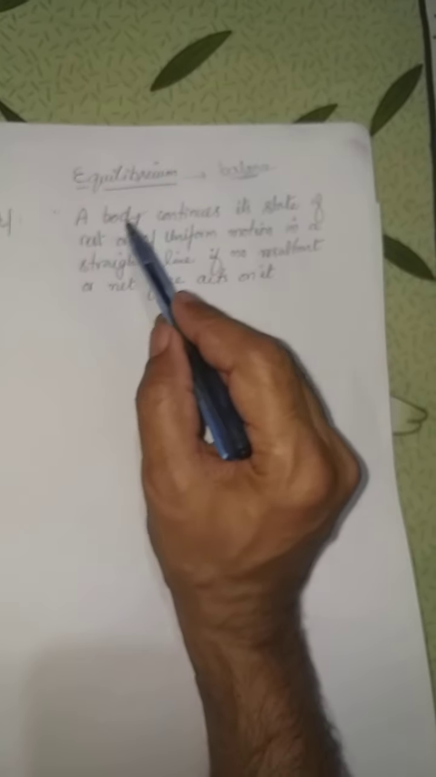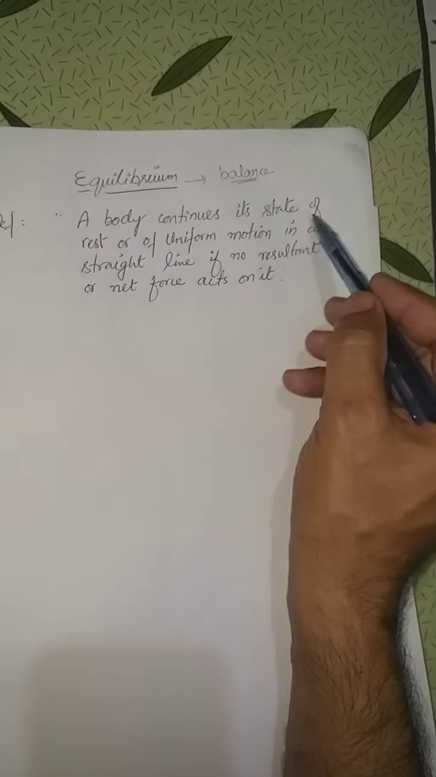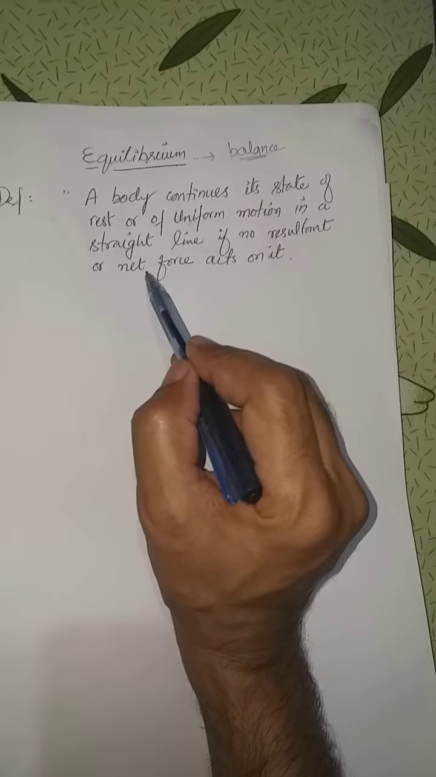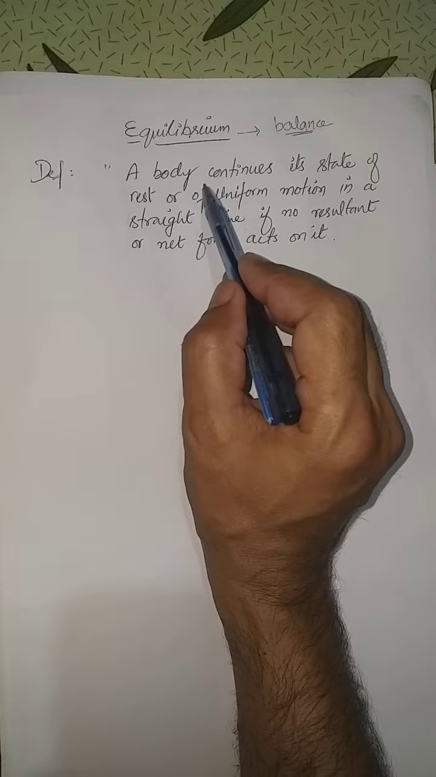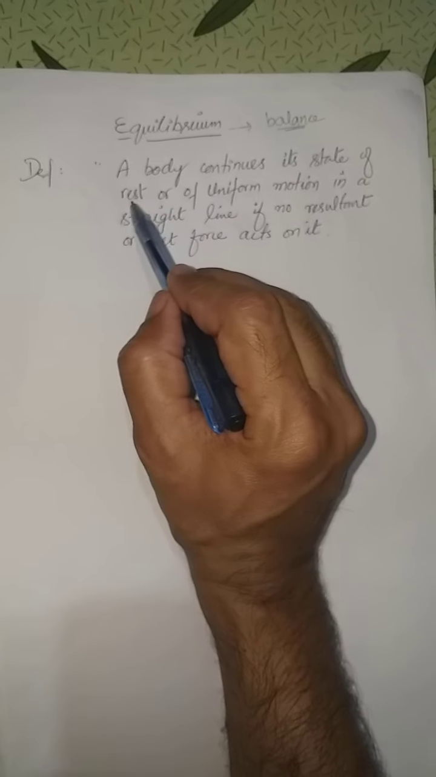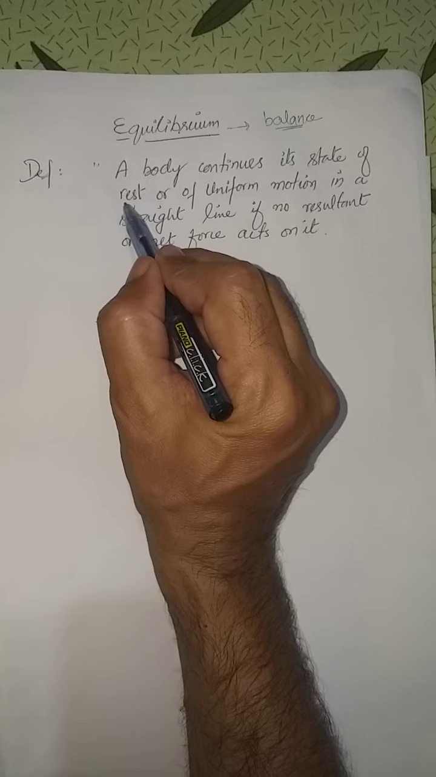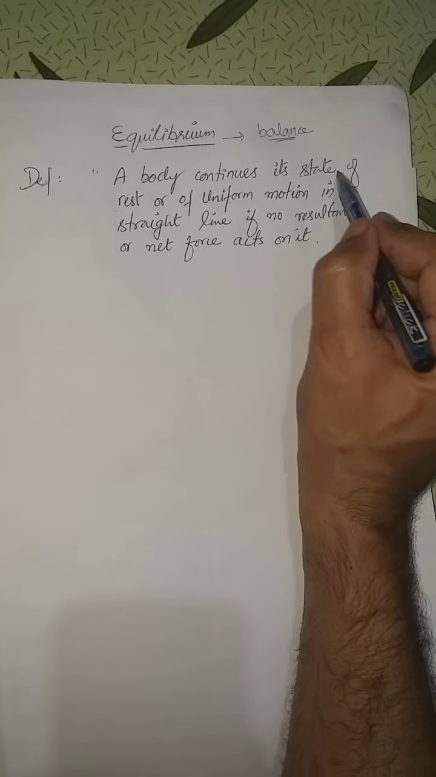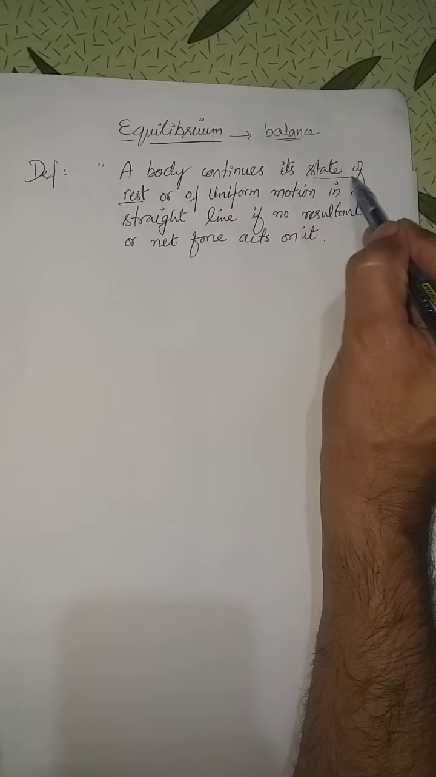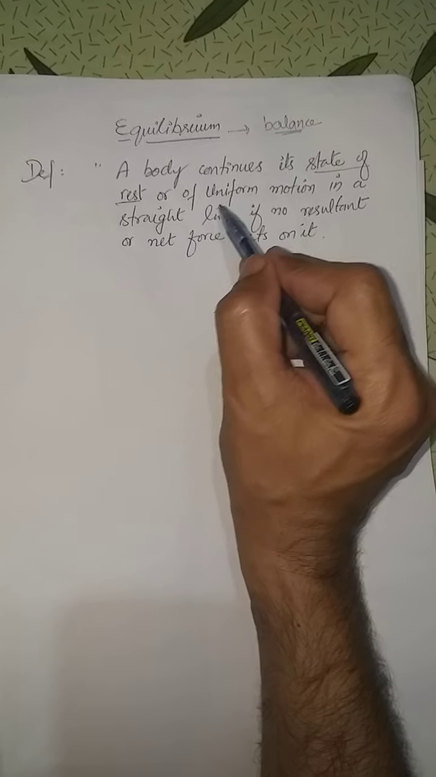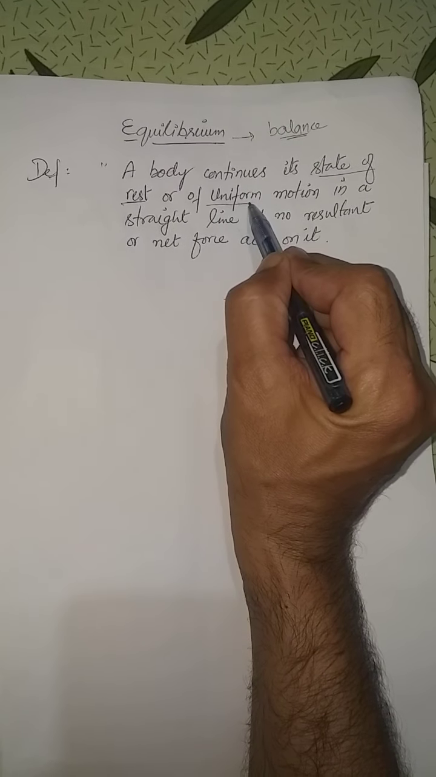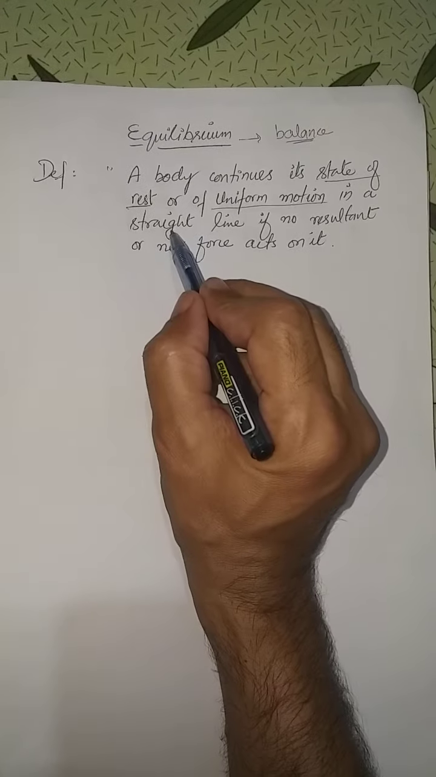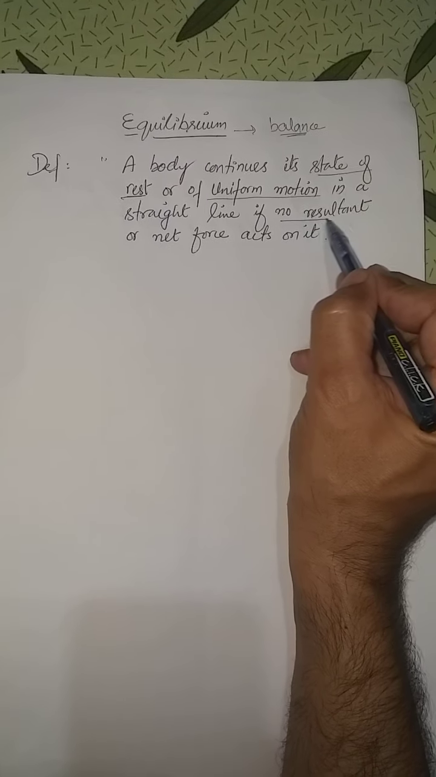If we look at the definition, we will see that a body continues its state of rest or of uniform motion in a straight line if no resultant or net force acts on it. We come across 2 or 3 main key points of this definition, that a body continues its state of rest. If a body is in a state of rest, it will remain at rest, or if the body is moving with a uniform motion, it will remain moving in uniform motion in a straight line if no resultant or net force acts on it.